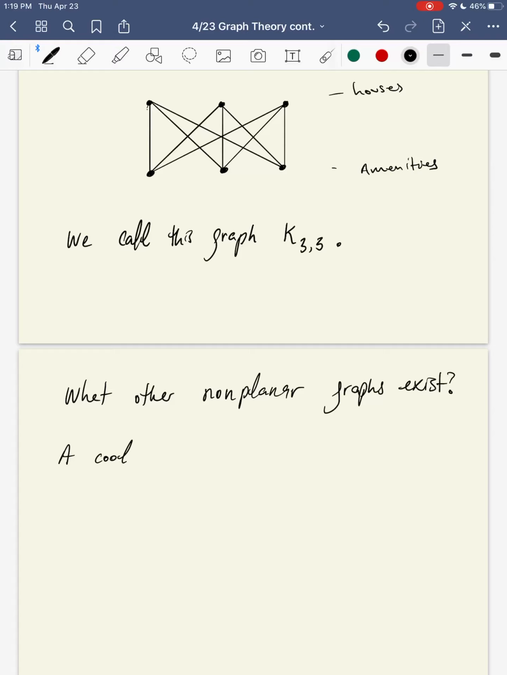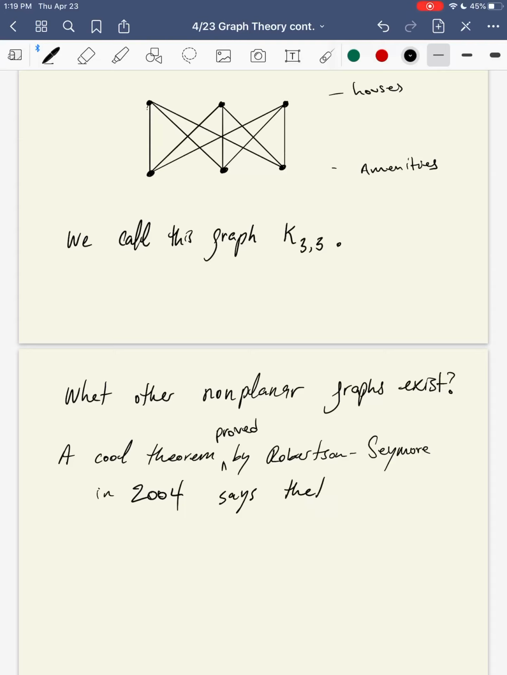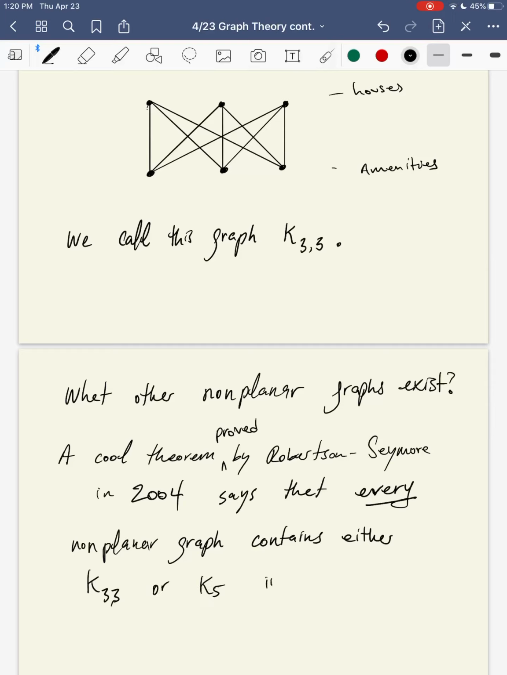by Robertson and Seymour, which was proved about 15, 16 years ago. A cool theorem by Robertson and Seymour in 2004 says that every non-planar graph, that is a graph which can't be drawn without lines crossing, contains either K3,3 or K5 inside it.